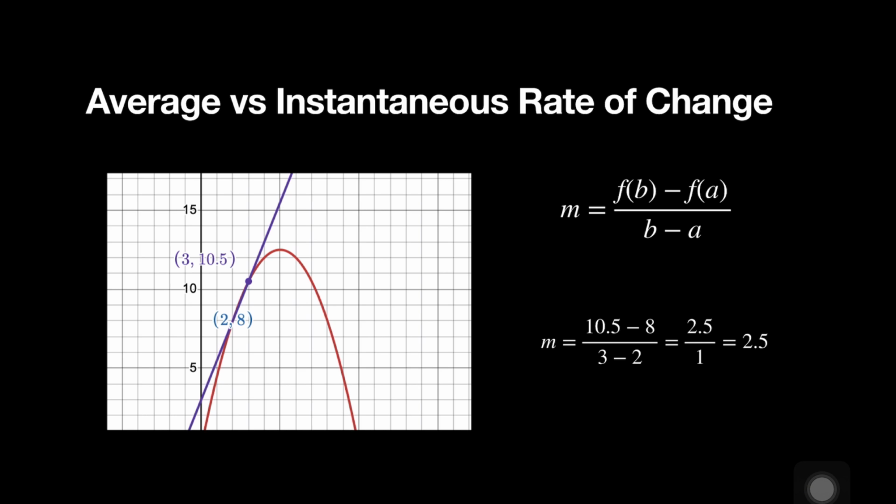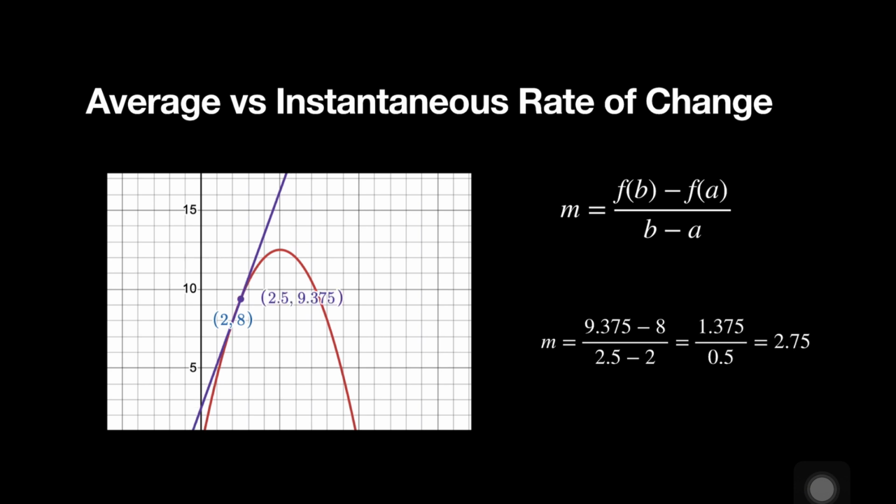And I'm going to continue doing this process. I'll make that second point even closer to my first point. So (2, 8) and (2.5, 9.375). What is the slope there? Again, I just did change in y over change in x, and this time I got 2.75.